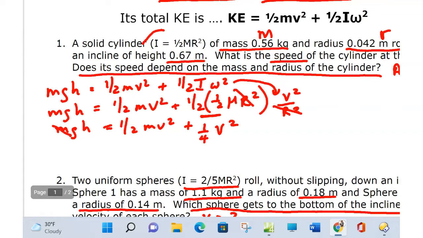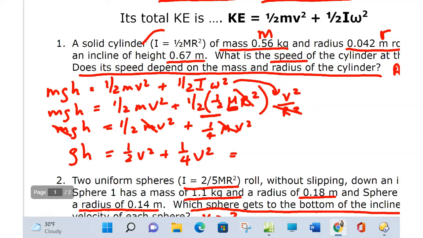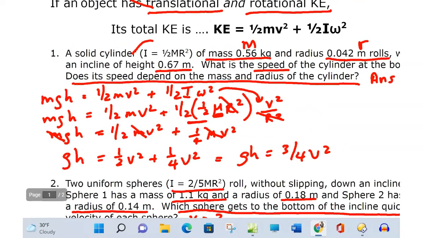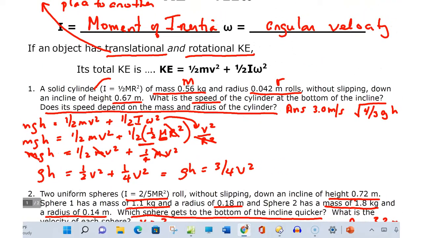And so m is in each term. Oops, I left out the m there. So let me just fix that. It's 1/4 mv². 1/4, because 1/2 times 1/2 mv², and all the m's cancel out, and we get gh equals 1/2 v² plus 1/4 v². 1/2 plus 1/4, that's 2/4 plus 1/4. So gh equals 3/4 v². We want to find v, so we multiply both sides by 4/3.